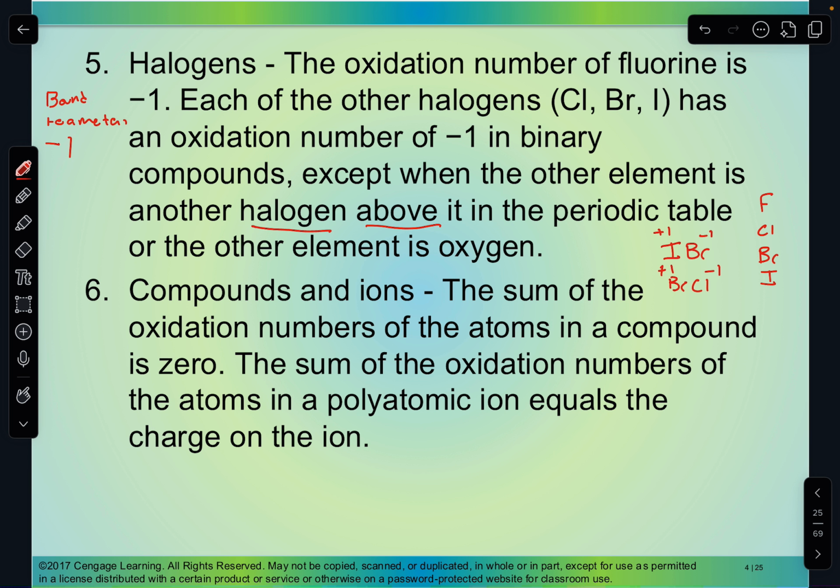For compounds and ions, the sum of the oxidation numbers of the atoms in a compound is going to be 0. But if it is an ion, then it's going to be the charge of the ion.